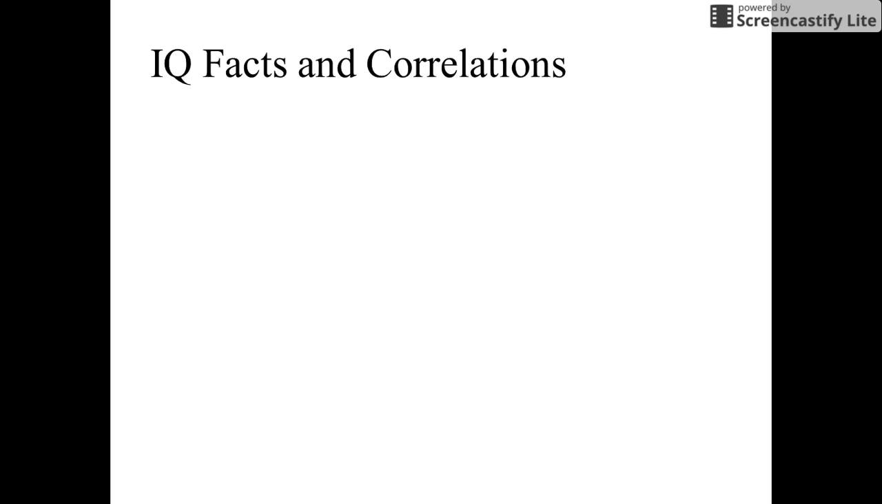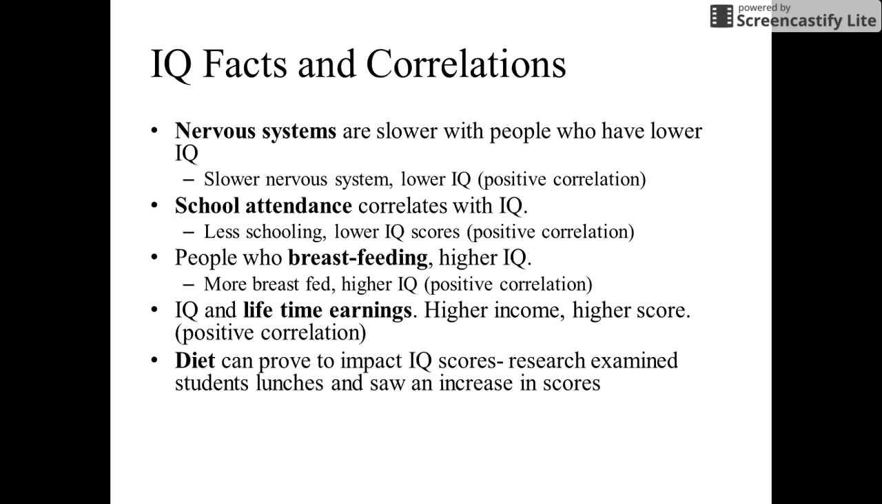Your book states some interesting facts overall on IQ and correlations that have been shown. Again, remember, correlations don't prove cause. The first one looks at our nervous system, and they found that people who have a slower nervous system tend to have lower IQs. Remember, this is a positive correlation because they're going in the same direction. School attendance also correlates with IQ. The less schooling one has, the lower the IQ score. Again, positive correlation.